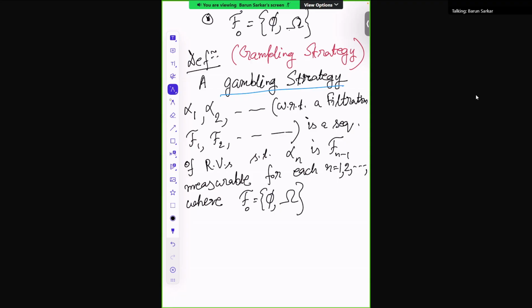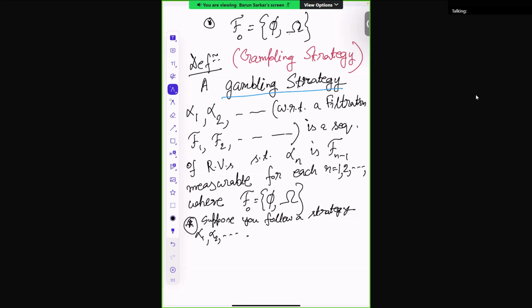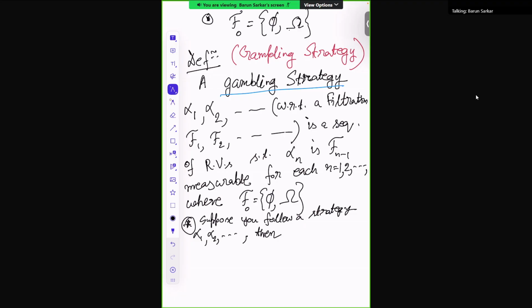So now this is the definition. Now suppose you follow a strategy.